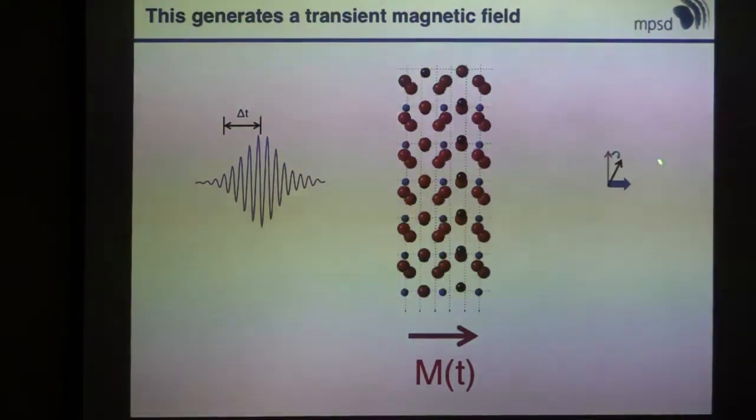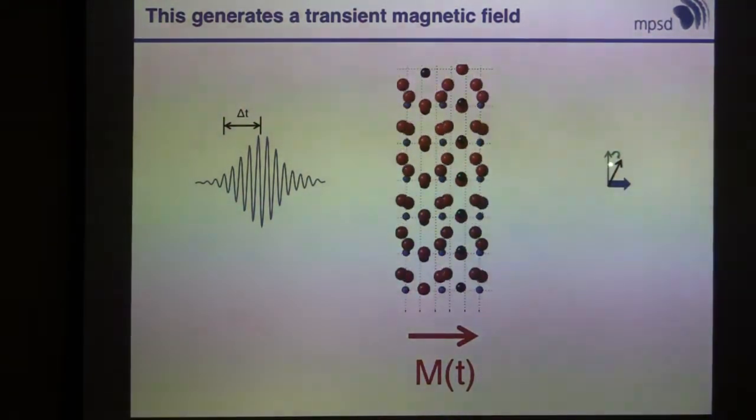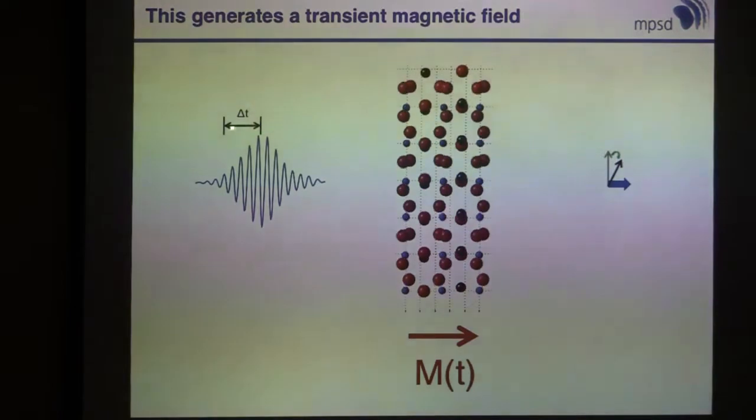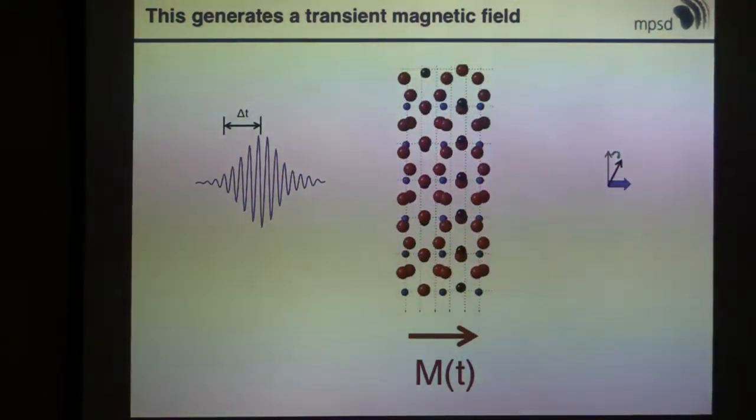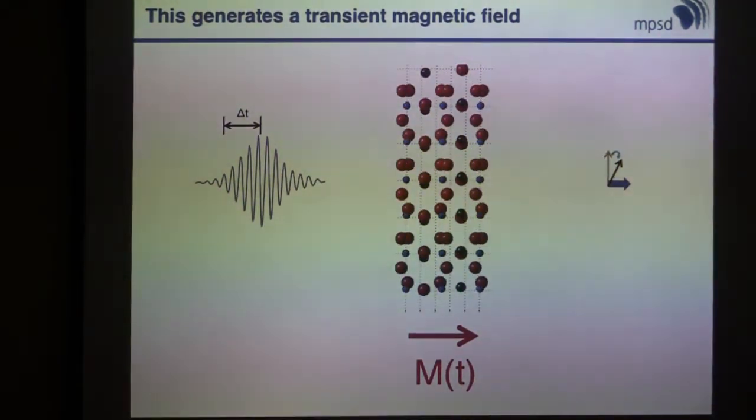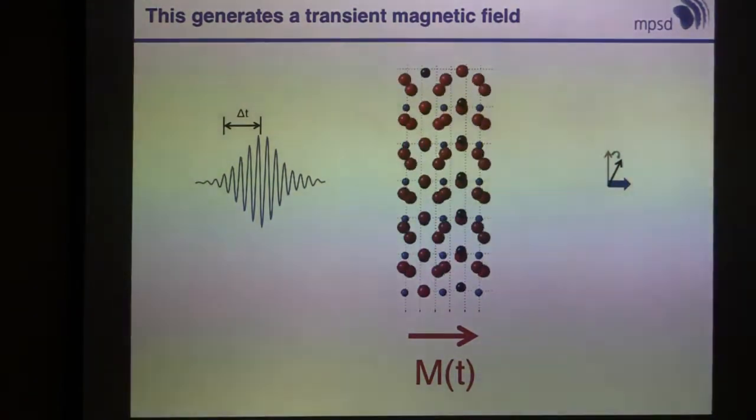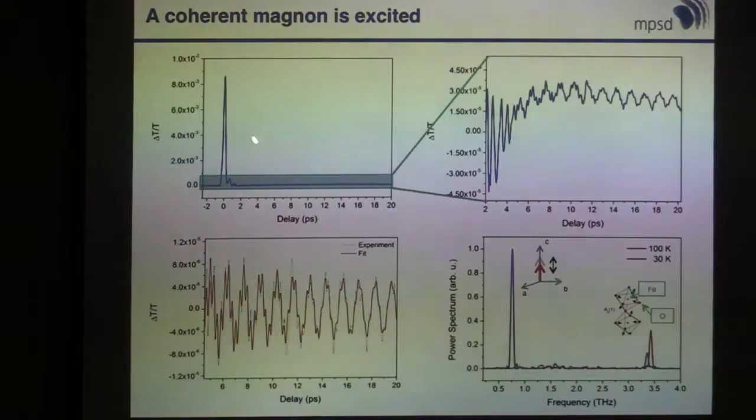I should see this rotation as a function of the relative time delay between the center of the pulse that is starting the rotation and my probe pulse. So sure enough, this is the response, and there are phonons and all sorts of things being excited, but if you look carefully and Fourier transform it, in the right temperature range, you see a very clear magnon excitation.